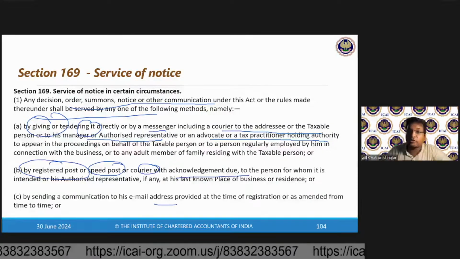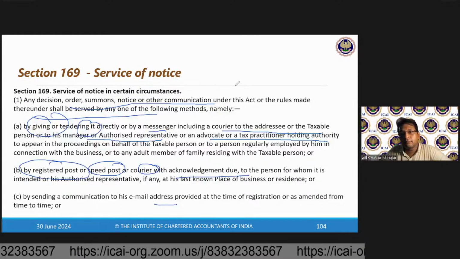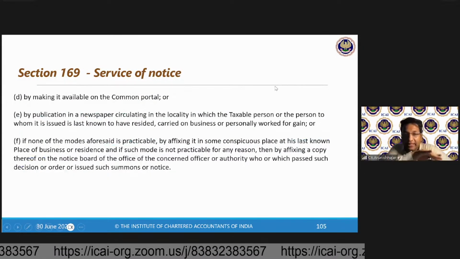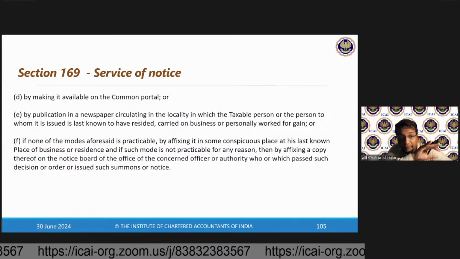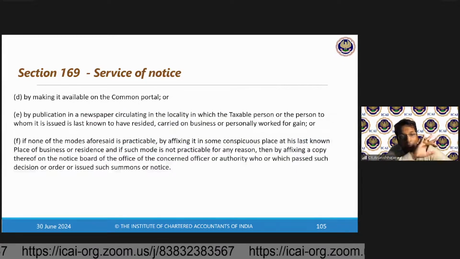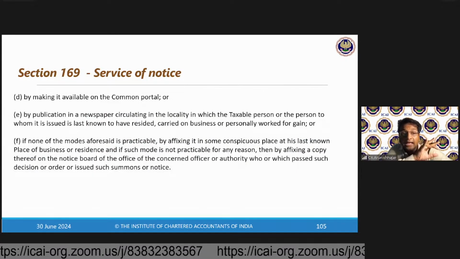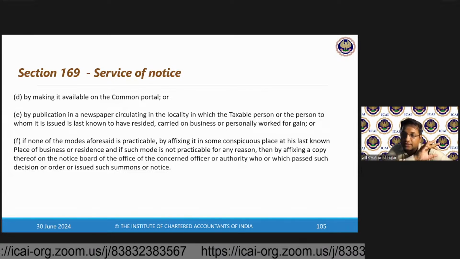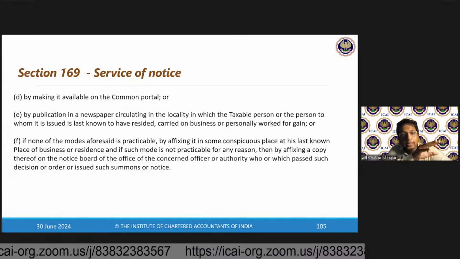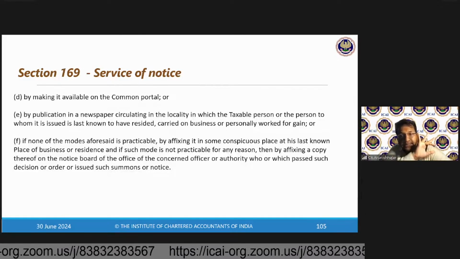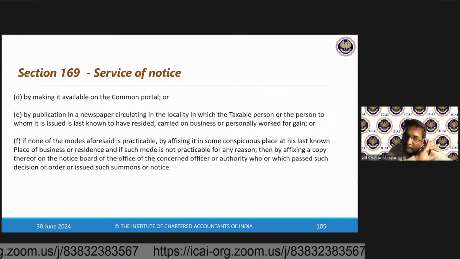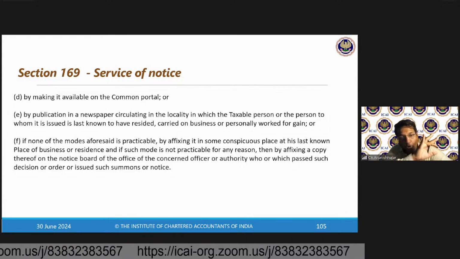By sending the communication to the email, by making it available on the common portal, by publishing in the newspaper. If none of the modes is practicable, then by affixing it at the last known place of business or residence. And if such a mode is also not practicable, then they will affix a copy on the notice board of the office.